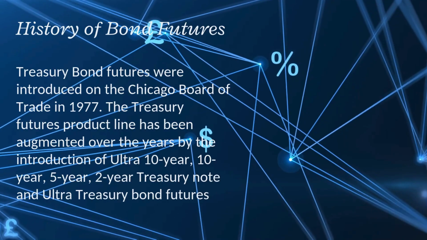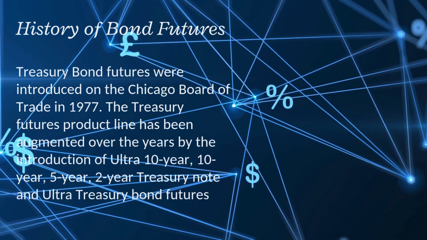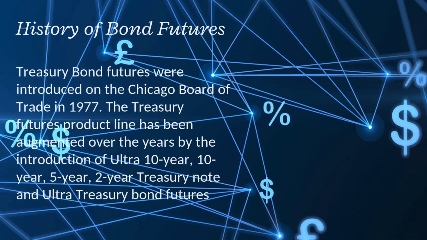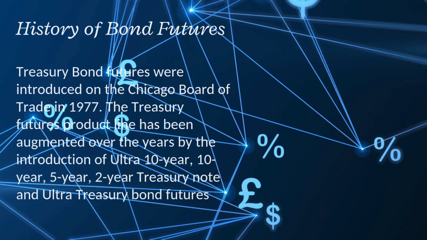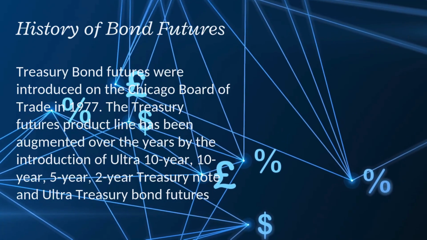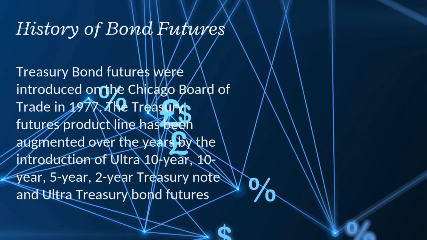Before we dive deeper into it, let's take a look at the history first. These bond futures were created back in 1977 by the Chicago Board of Trade. So these products have been around for a long period of time, and there is a wide variety of products available, starting from the 2-year Treasury note going all the way up to 30-year.